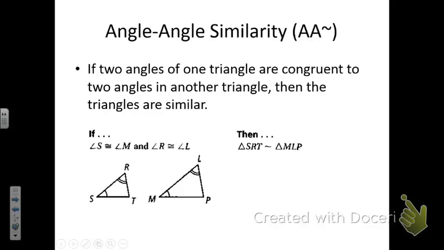So our first shortcut is called the angle-angle similarity, okay? And what it says is that if two angles of two different triangles are congruent to each other, then the triangles have to be similar. So if you know that within your two triangles, you have two pairs of congruent angles, then you know that those triangles have to be similar by the angle-angle similarity.